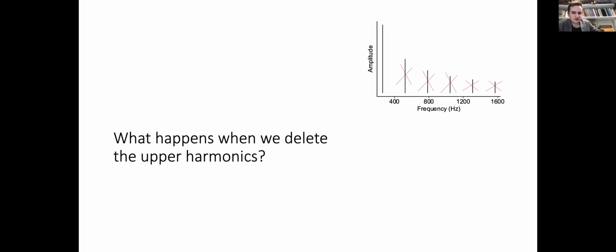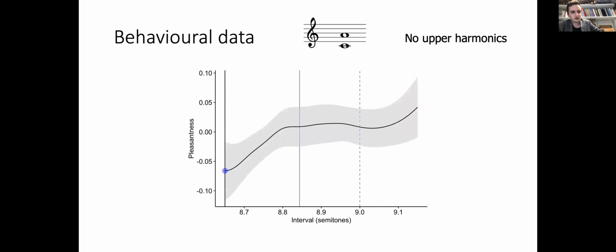Let's ask now what happens to these effects if we delete the upper harmonics from the tone. Well, we find that the preferences for small deviations from just intonation disappear entirely. And if we think back to our hypothetical explanation, this makes quite a lot of sense. This elimination of the peaks can be explained by the fact that the upper harmonics were the ones that were responsible for these slow beats that the participants were previously enjoying. So let's have a listen to this version without upper harmonics.